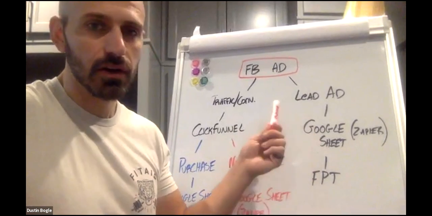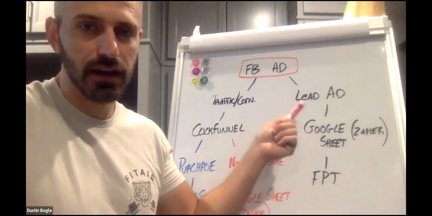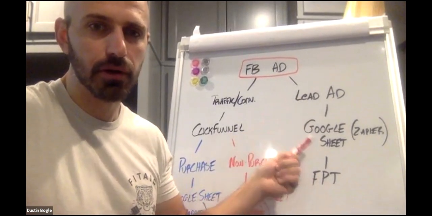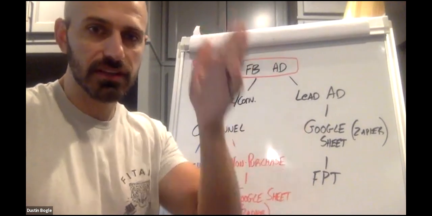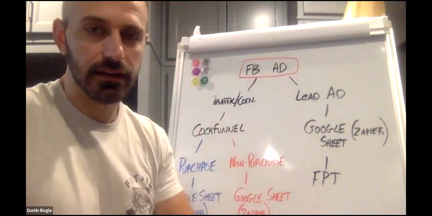So with Zapier, you can literally say, hey, Zapier, for every person that opts in on my lead ad, put it on a Google Sheet. And so you just need those columns: first name, last name, phone number, and email.